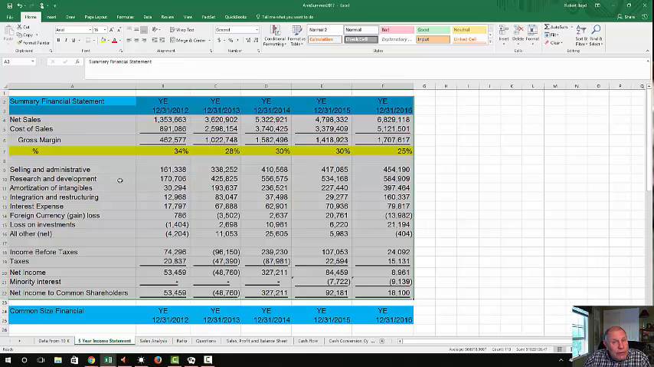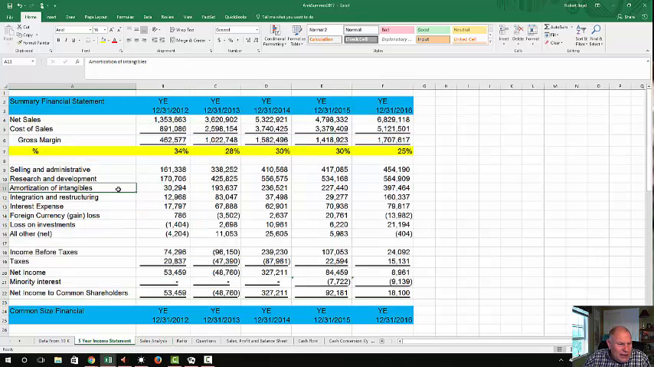So I picked selling administrative, R&D, and then they had these things in here. Now, right now, I don't know what they are. I know what amortization of intangibles are, but I'm not sure why that's such a big number. Integration and restructuring. Well, why are you always restructuring? What's going on with the company? So what we have here is this is highlighting some of the key things we want to understand about the business. And it comes down to income before tax, taxes, net income.